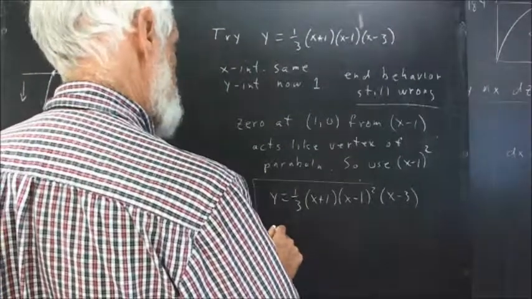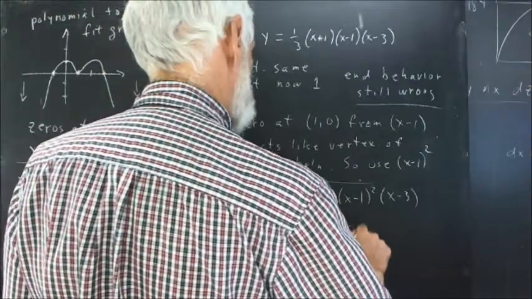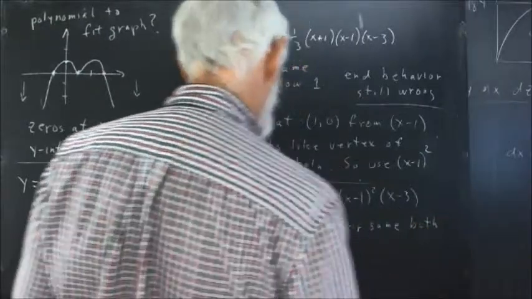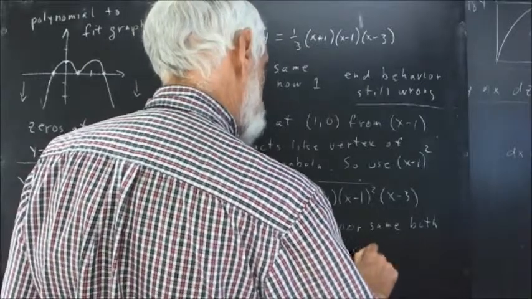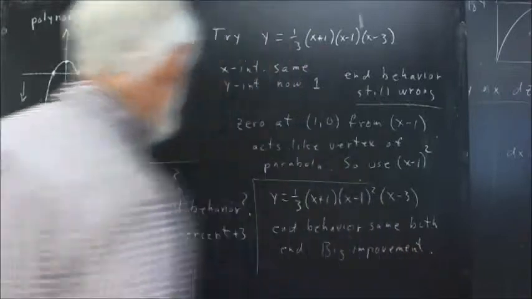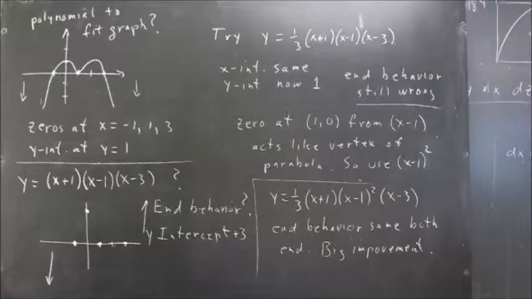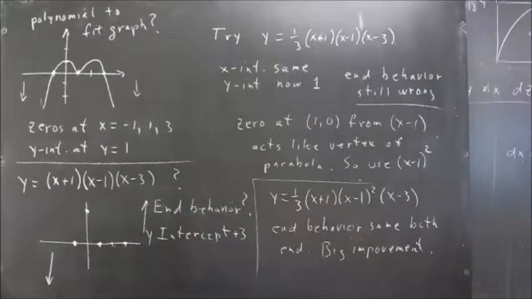Okay, end behavior is the same on both ends. This is a big improvement. But the end behavior is in the wrong direction. The end behavior is up instead of down. So how are we going to revise our function to accommodate that?